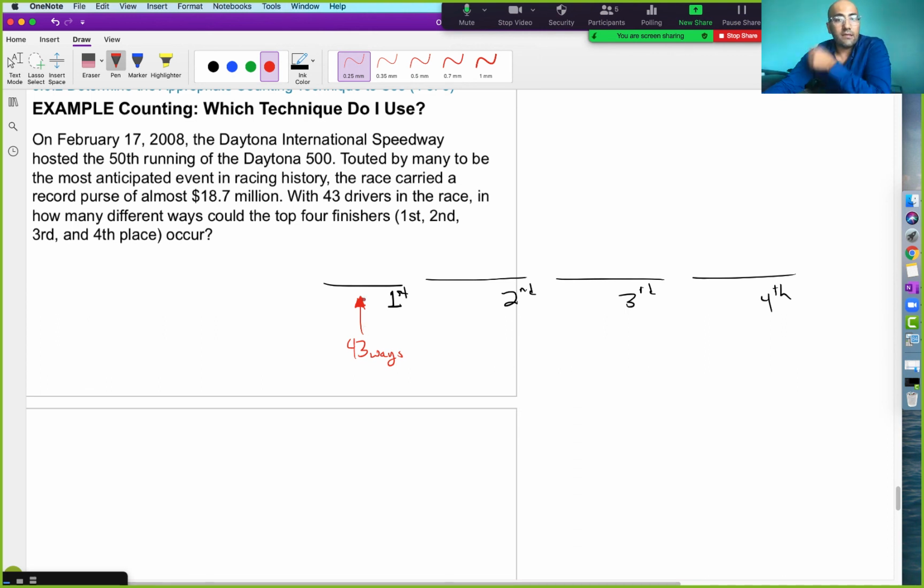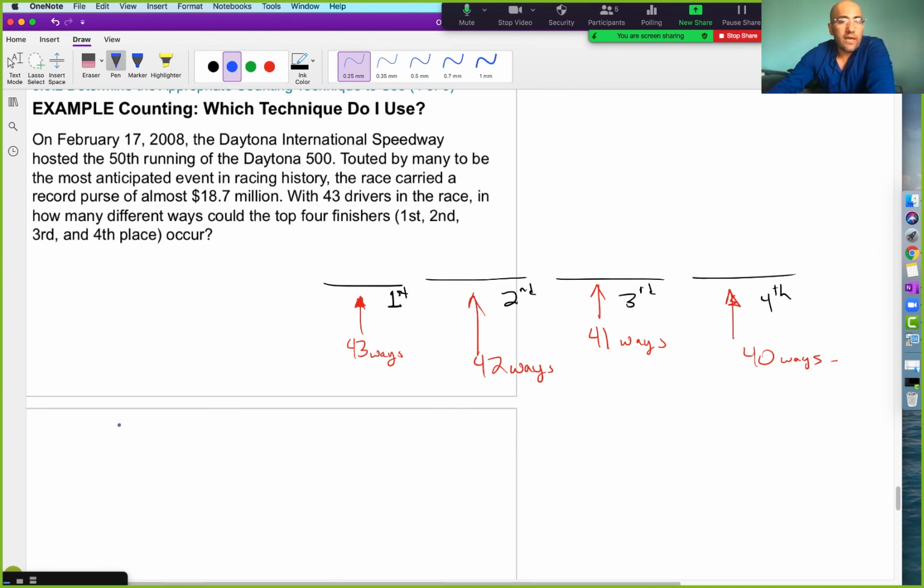Okay, so they all can be number 1. Some are more likely than others, but they're not asking us probabilities here. Once somebody has chosen to go number 1, once that place is taken, there are now 42 different drivers, so there are 42 ways in which number 2 can be placed. Once those 2 spots are taken, we have 41 ways to select the third place. And once those 3 are taken, there are only 40 ways in which the 4th spot can be taken.